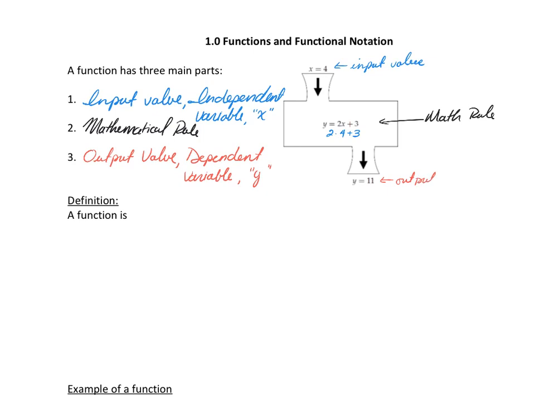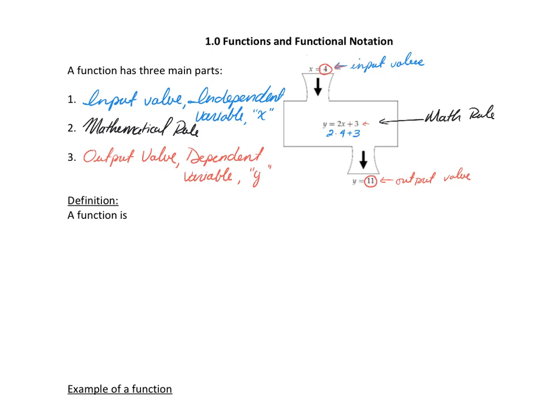And notice that if my input value is 4, then the only possible output value is 11. There's no way I can get any other answer besides 11 if this is the math formula and if this is the input value. Okay? So that's really important to note. We can take a look at another example.